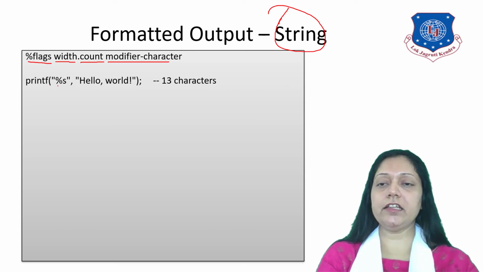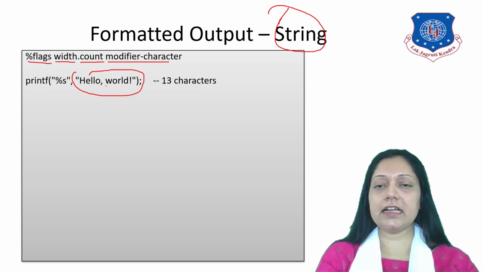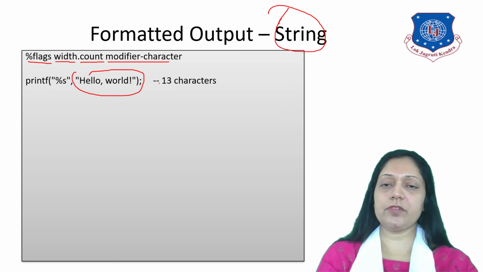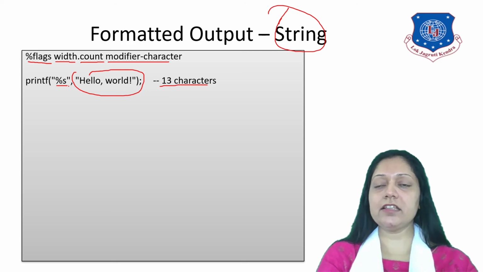So if I write printf %s "Hello, World!", that is my string. How many characters are there in this? Hello is 5 characters, 6 for comma, 7 for space. For world, the next 5 characters: so 7, 8, 9, 10, 11, 12 and 13 for the exclamation. So there are 13 characters in all. So Hello, World! would be displayed as it is. We are using only %s, only the modifier character. We have not given flags, width or count. So Hello, World! would be displayed.